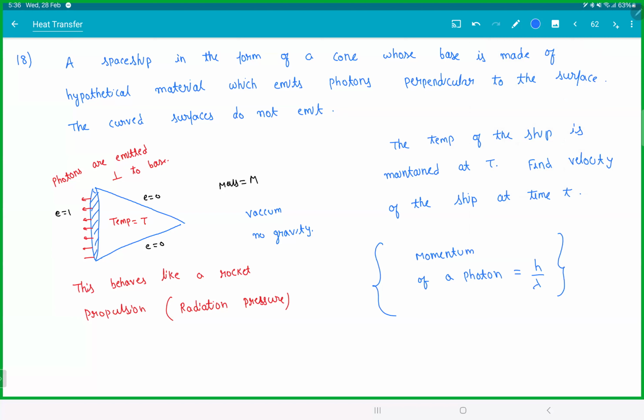Did everyone get the logic here? The photons which are coming out from the back, they will act like a propulsion and they will push the rocket forward. Now, how do you use this radiation with this momentum of a photon to the rocket propulsion? Take 2 minutes, figure it out.